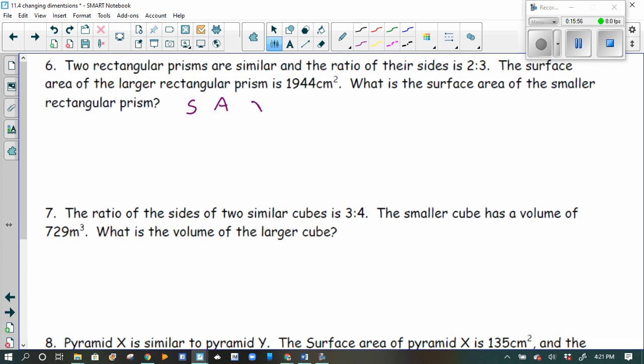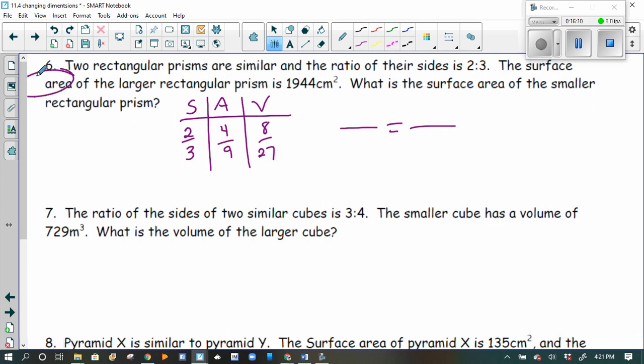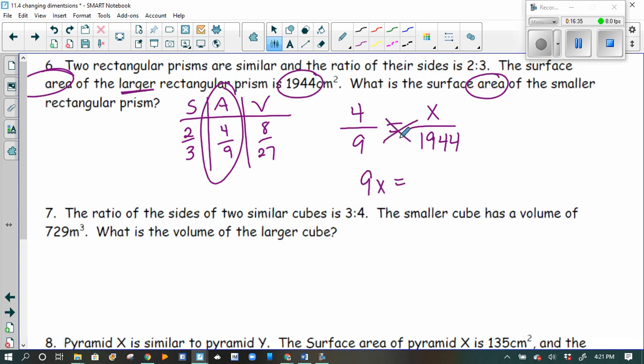So setting up the SAV table, okay, I think my computer has done whatever it was doing. So this would be 4/9 because it's squared. Cubed would be 8/27. All right, so now it says the surface area of the larger is 1944. What is the surface area of the smaller? So that means I have to use the area column. So I'm going to do 4/9. So the larger is 1944. So since 9 is larger than 4, I'm going to put 1944 down here, and I'm going to put x here. Cross multiply 9 times x, and then 4 times 1944.